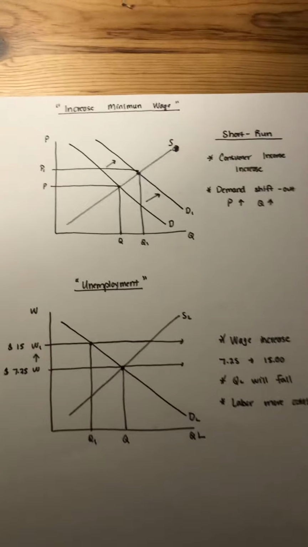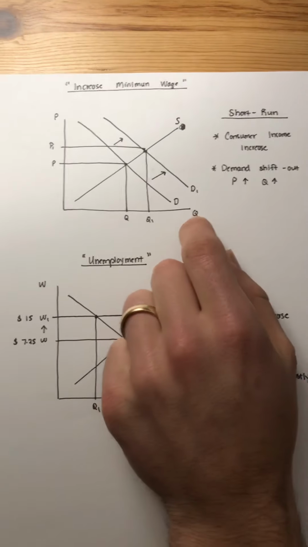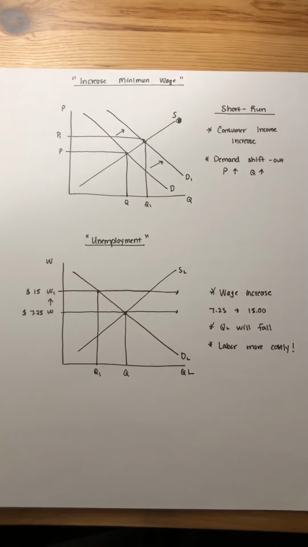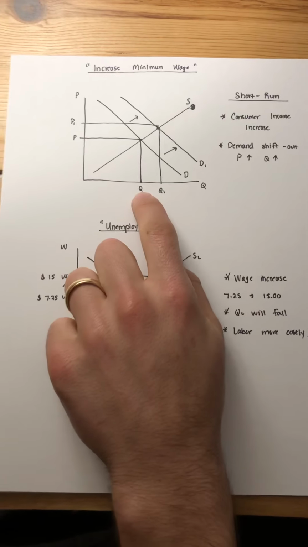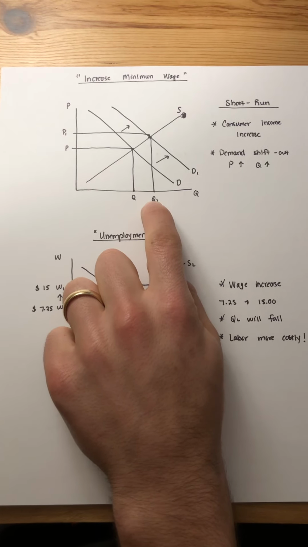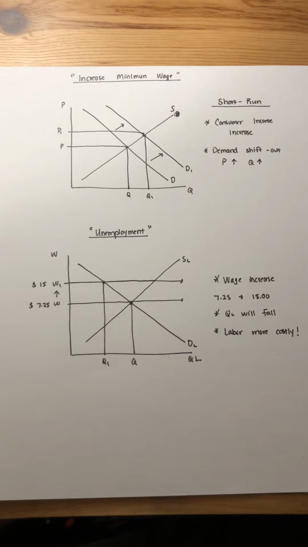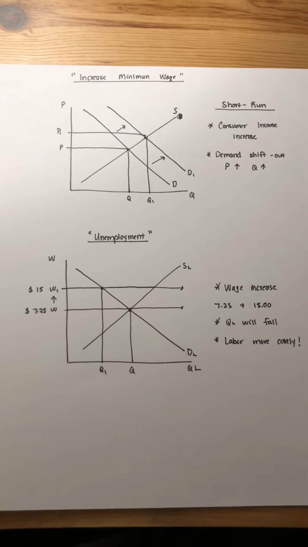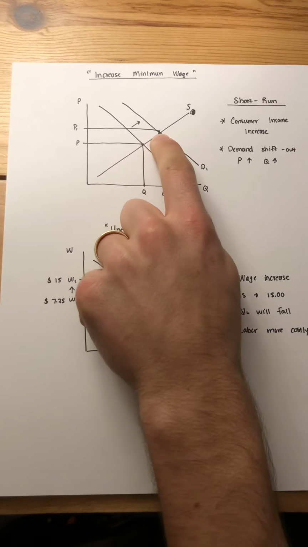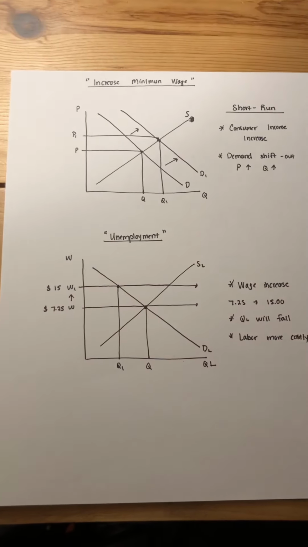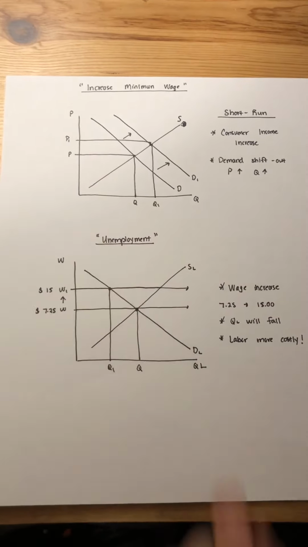You can see consumer income will shift the demand curve outward, and this will also increase the price level, and we will also produce more at this level. Higher quantity demanded right here, and so your suppliers will supply a higher quantity, also at higher prices.